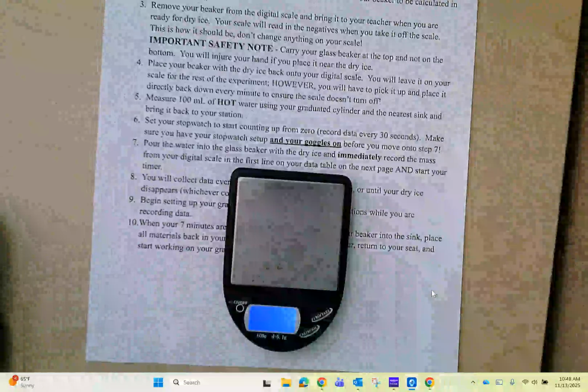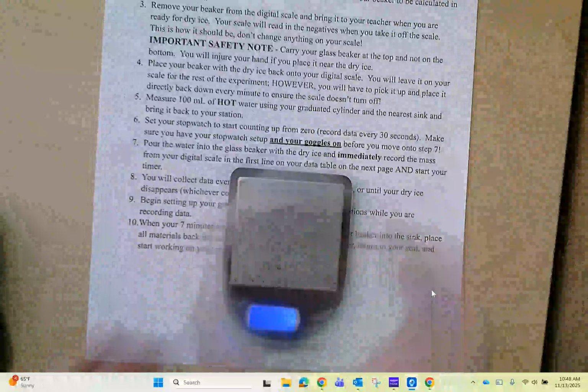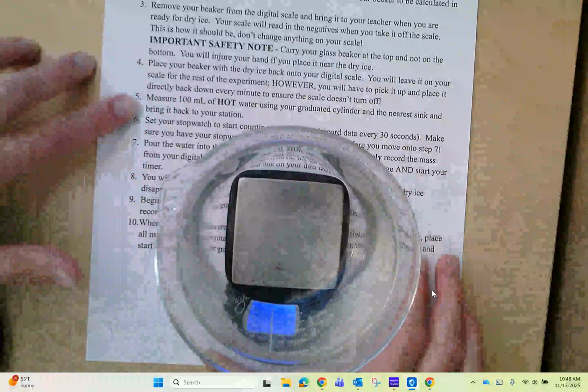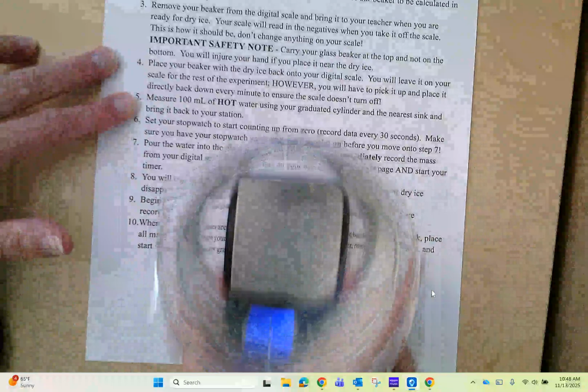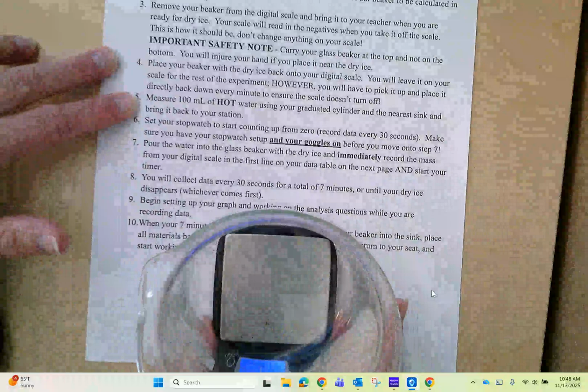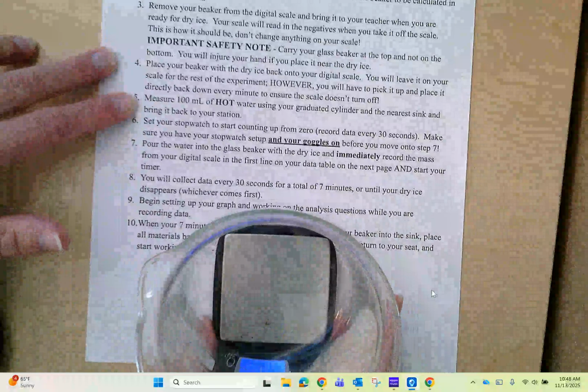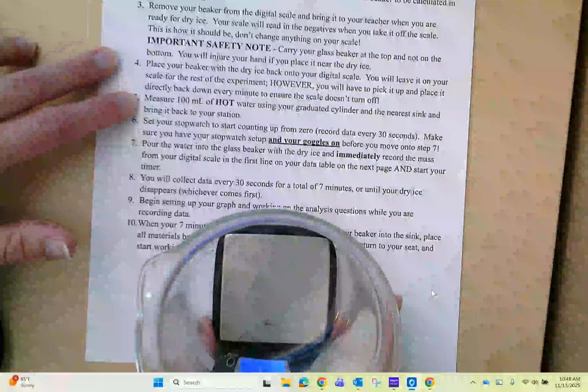All right, next thing here, we are going to have one of you head on over to our sinks and measure 100 milliliters of hot water, okay? Turn that left-hand tap, let it run until it is hot. This will make that reaction take place a little bit quicker. So 100 milliliters of hot water using your graduated cylinder.